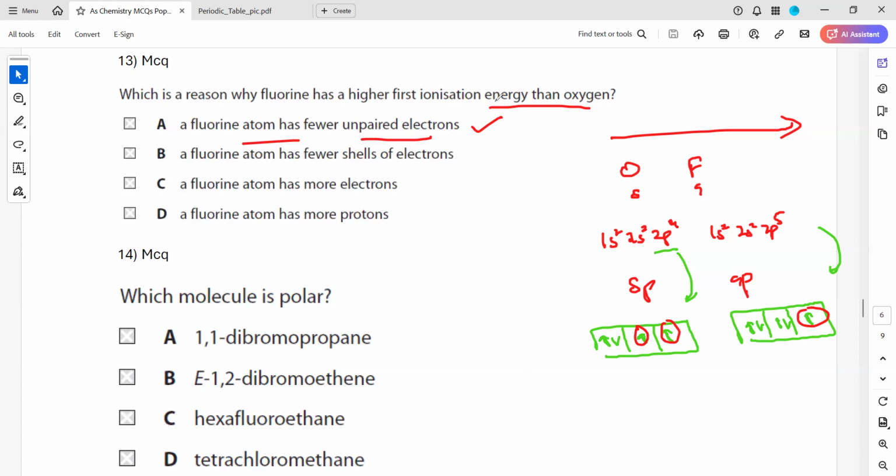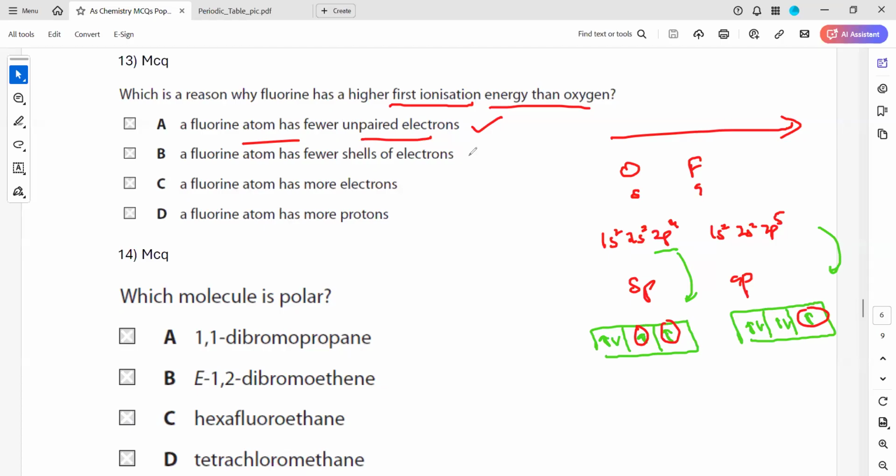For fluorine's ionization energy to be higher, it should have a stronger nuclear charge. The charge in the nucleus should be greater, or there should be less shielding effect. Even though the statement is correct that fluorine has fewer unpaired electrons, one unpaired electron versus two in oxygen, the statement does not support the first ionization energy being higher.